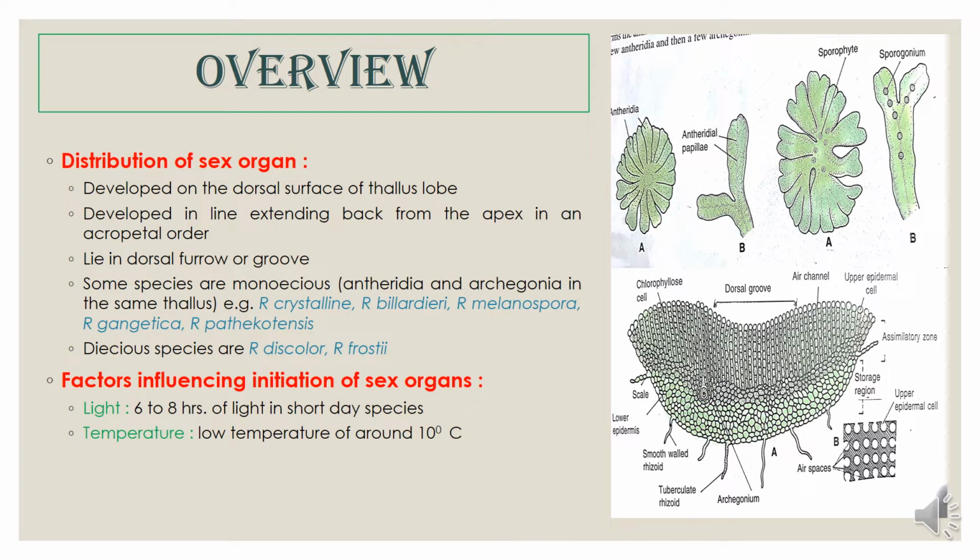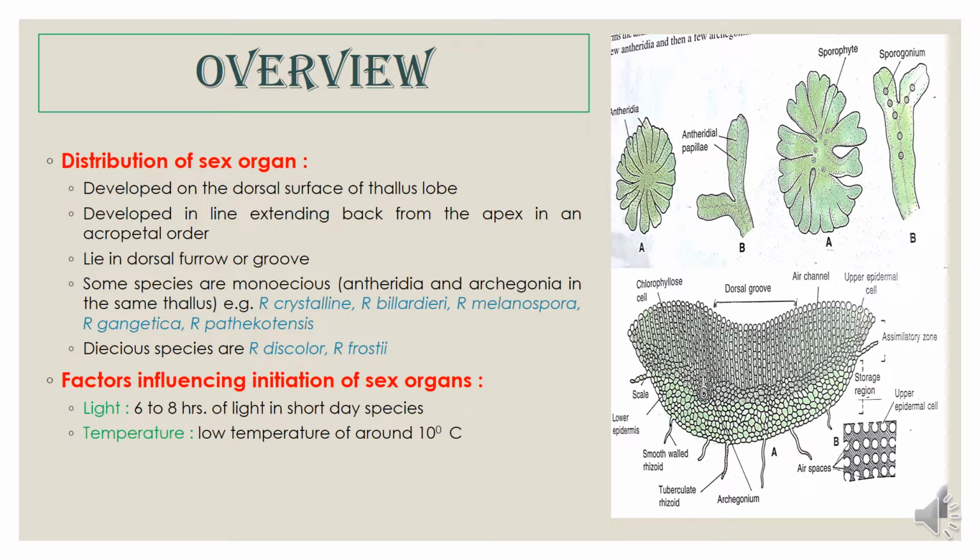The sexual reproduction occurs by two sex organs. The male sex organ is called the antheridium and the female sex organ is called the archegonium. And where are these sex organs present, what is the position?